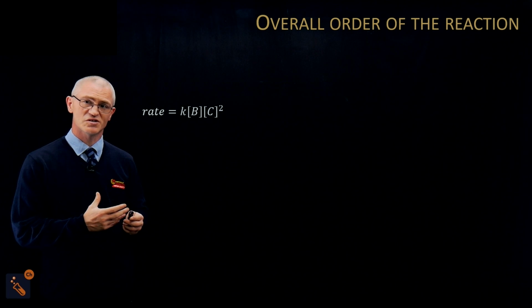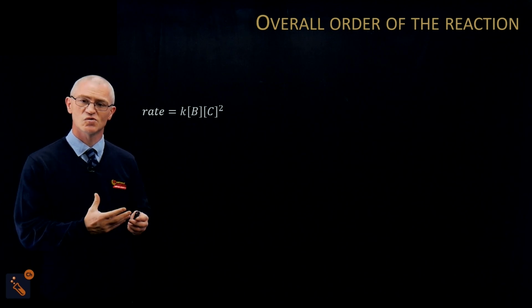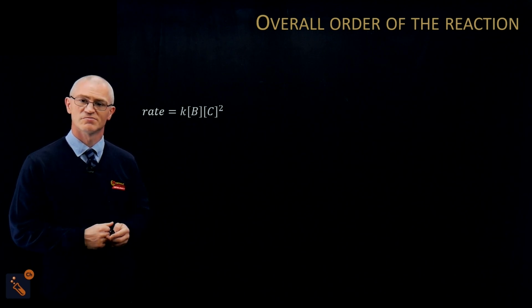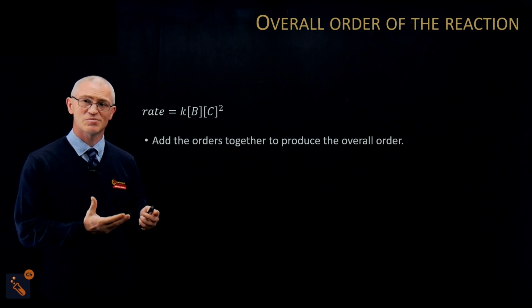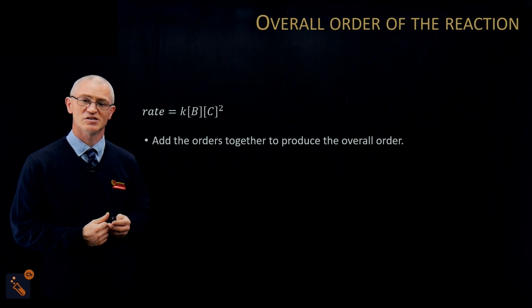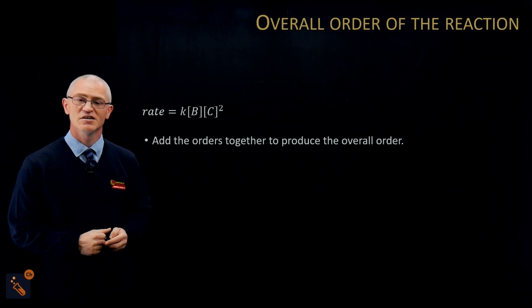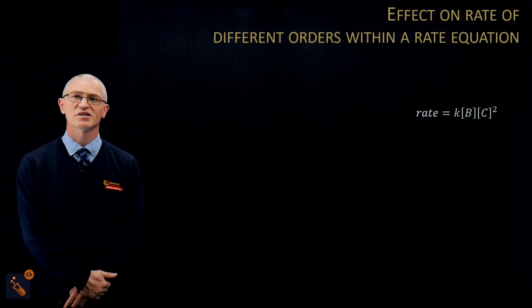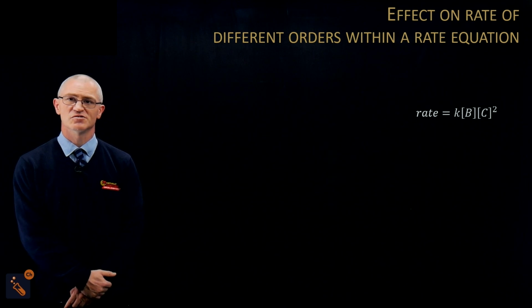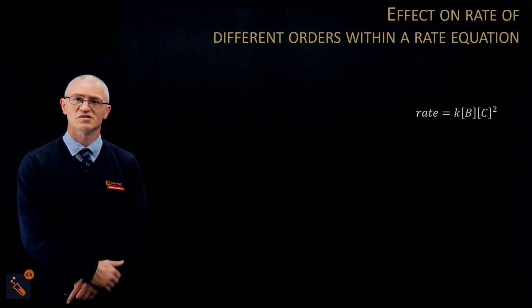Now also what you can now do is determine the overall order of the reaction. That's a really simple calculation. It is simply adding all the orders together to produce the overall order. So for this reaction, the overall order is 3. We're now going to look at, if you know the rate equation and you're given some changes in concentration, how can you use those orders to determine what the overall change in rate will be?